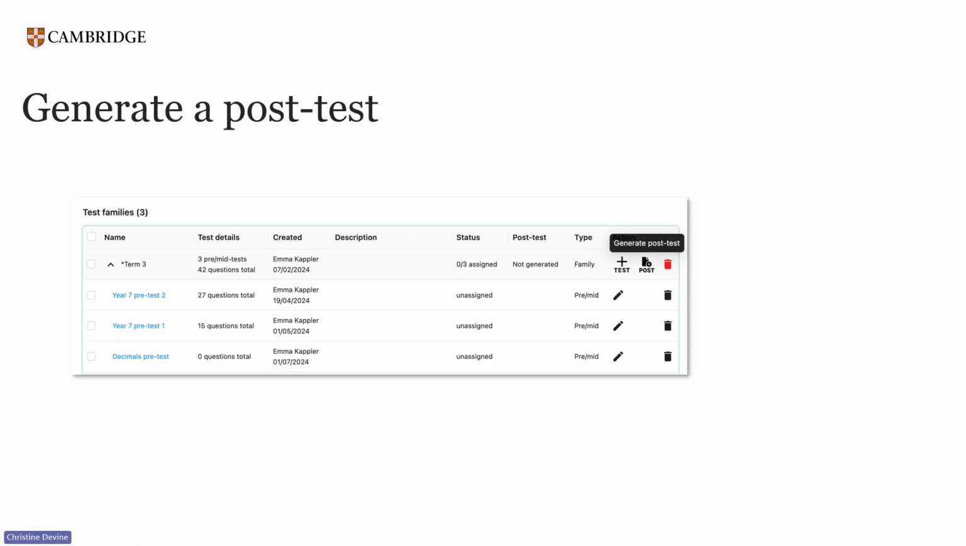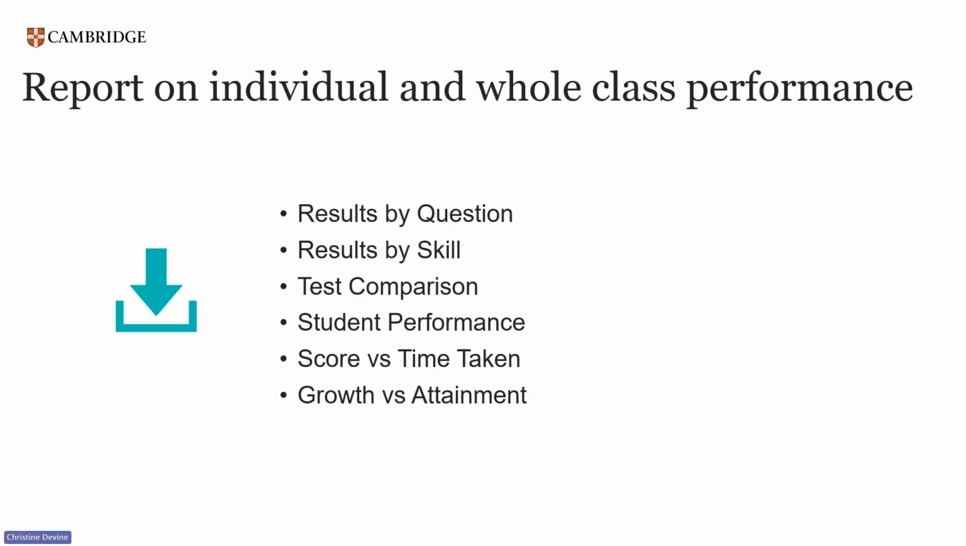At the end of your unit of work, you can test your students again with the system-generated post-test. Questions are drawn from a twin bank of questions so that the same skills are being tested, but not the same questions. So all the same skills will be tested, but not the same questions. There are another 5,000 questions in those post-test questions.